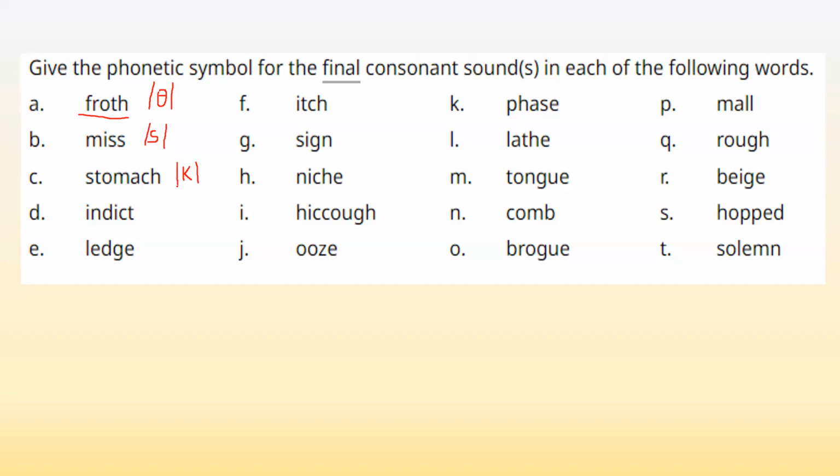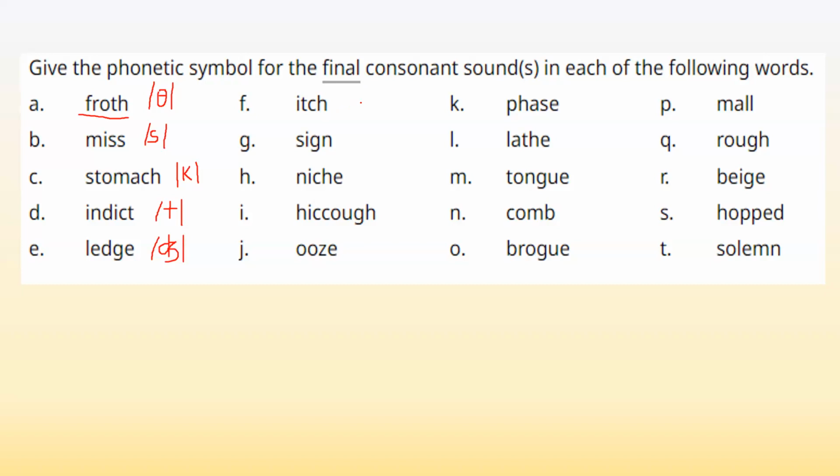Right. And the next word is indict. We pronounce the word as indict. So what is the final sound? Okay. And the next word is pronounced as ledge. Ledge. So the final consonant is j. That is this j. Right? Ledge. And the next one, itch.